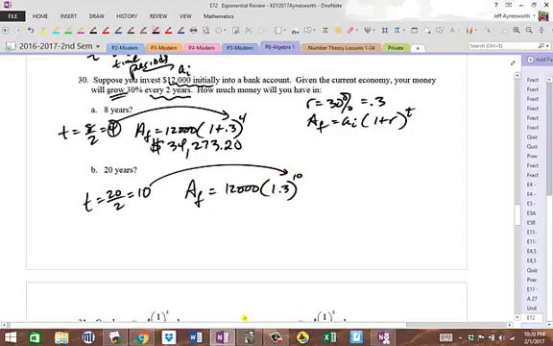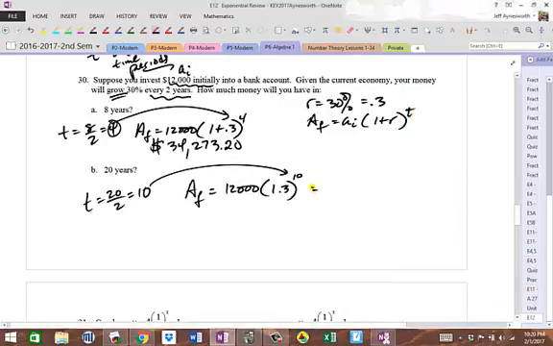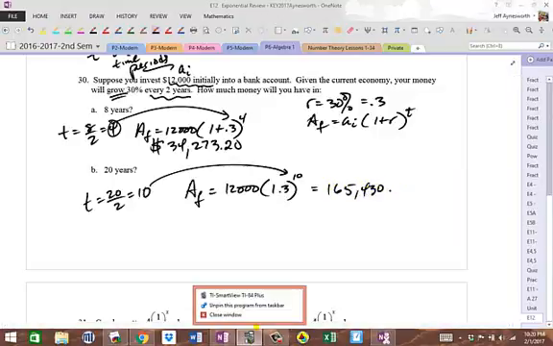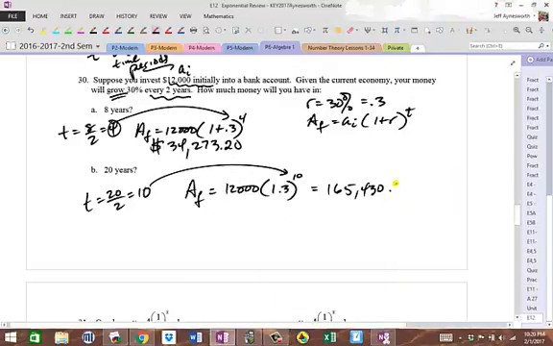So just go ahead and go second entry, and then go back up to your exponent and change it to 10. All right, hit the enter button, so you don't have to enter the whole thing again. So, 165,430 dollars and how many cents here? 19 cents. Okay, and that's money, so let's put a dollar sign on it.